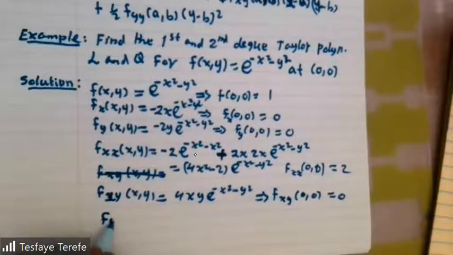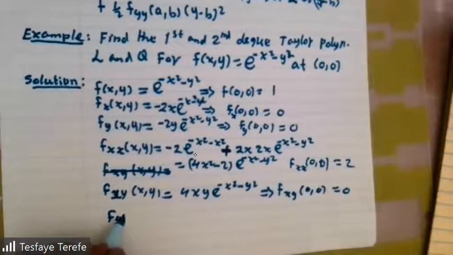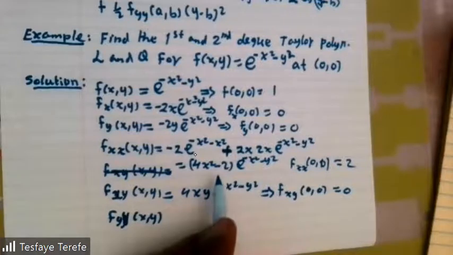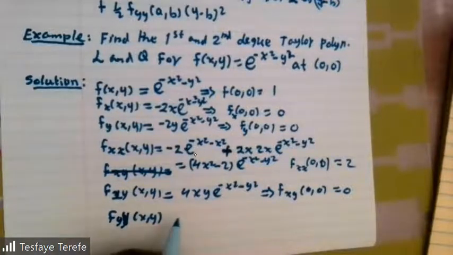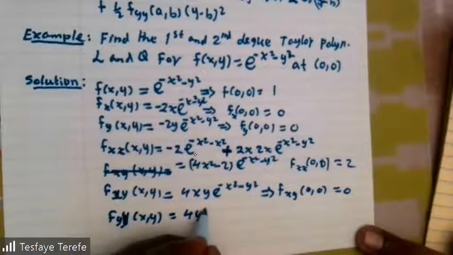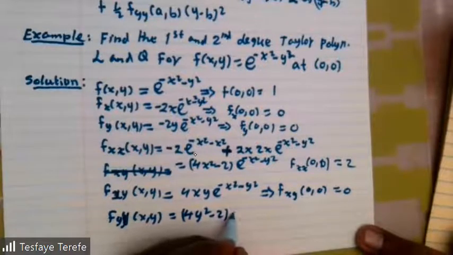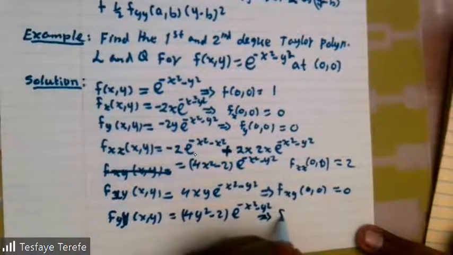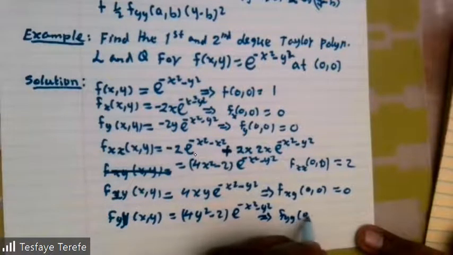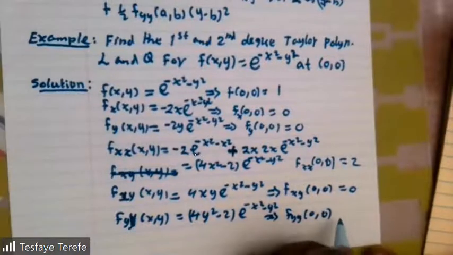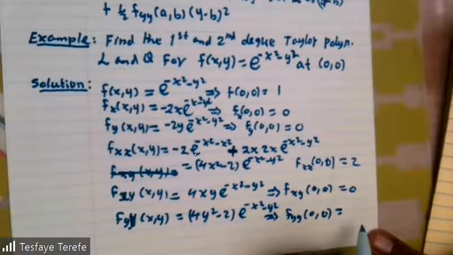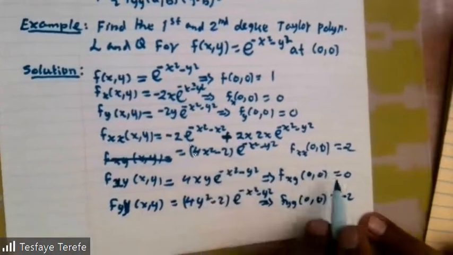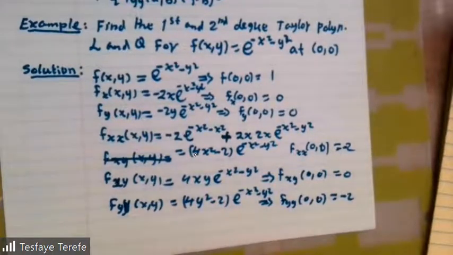And finally, the partial derivative with respect to y. Well, just like we did here, it is a similar argument, but it will be 4y squared minus 2 times e to the power of negative x squared minus y squared. And this is going to be negative 2. Here also negative 2. I don't know why I put that. Okay, we get all this.